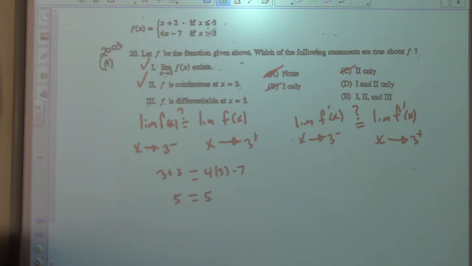We take the derivative of each. So this one here is the derivative of 1, and the other one, the right side, is going to be the derivative of 4. So what do we know? Not differentiable. And so now D is our right answer. How many got that one right? So a lot of you got that one right? Okay.